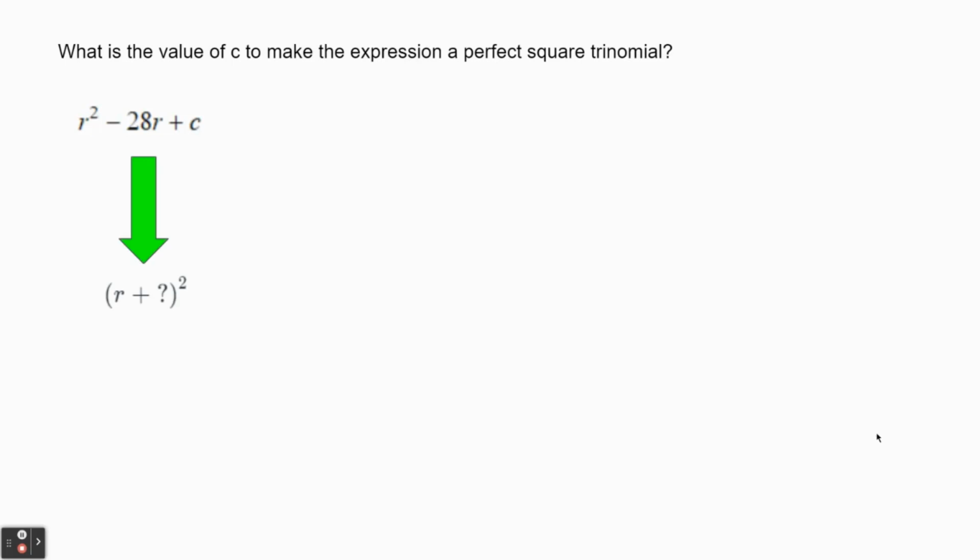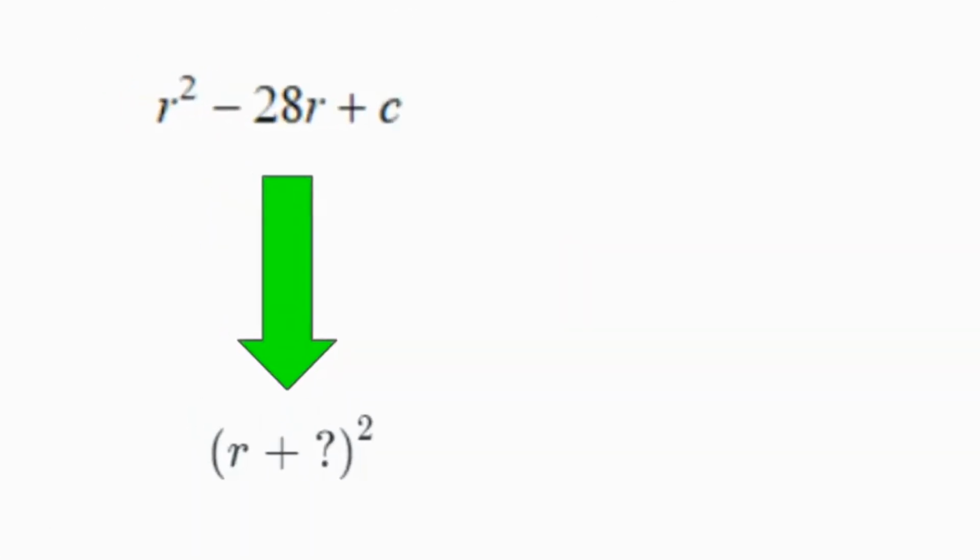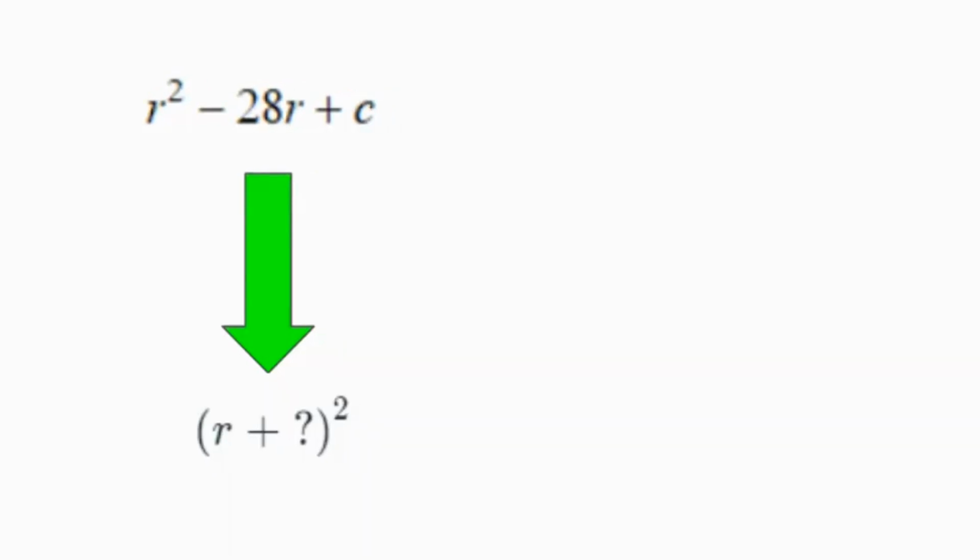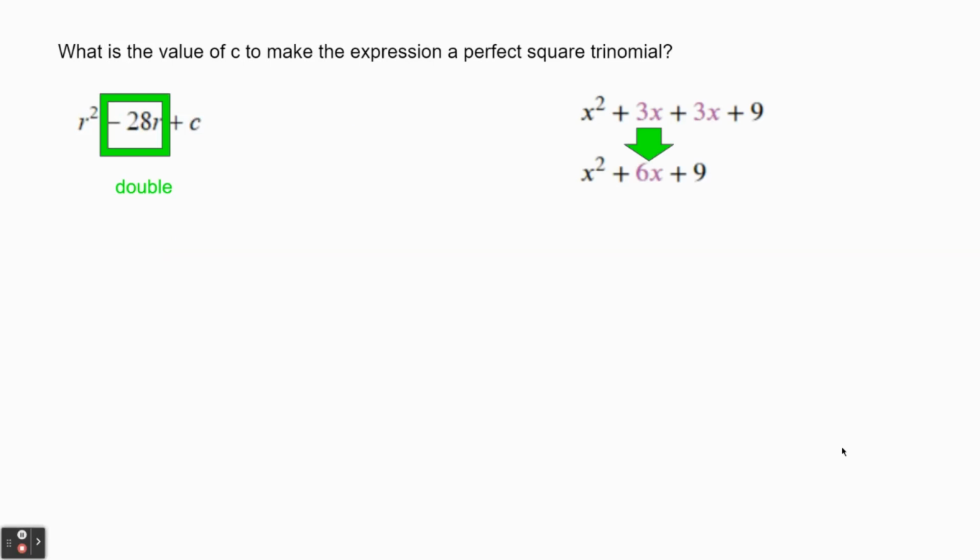So in order to do that, there's a system involved, and hopefully you can remember that there's a relationship between that value that you get in factored form, and I have it here, r plus the question mark, because we don't know what that value next to r is going to be. But wait a minute, I do know that, isn't that middle term actually double? It's double this value we're going to get in the factored form.